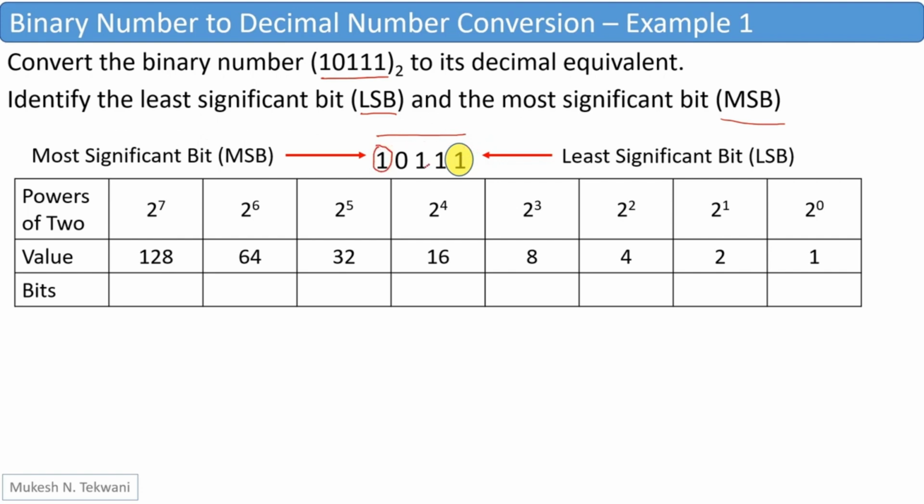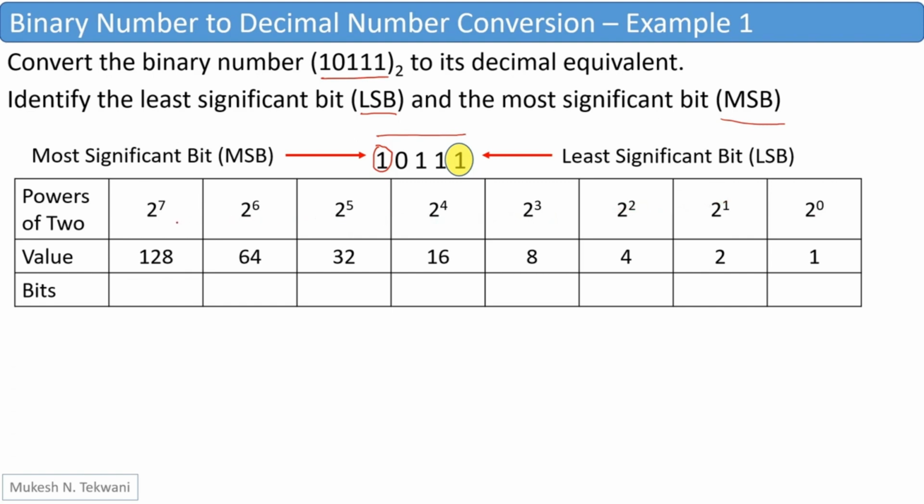Now, having done this, we will first make a table of 3 rows. Our first row contains the powers of 2. Here, we have started from the right. We start with the powers of 2. So 2 raised to 0, 2 raised to 1, 2 raised to 2, 2 raised to 3, and we go up to 2 raised to 7.